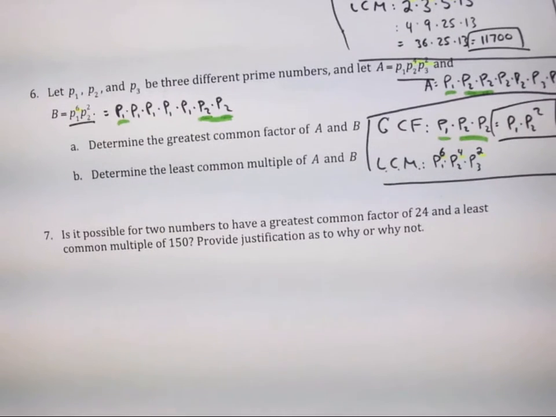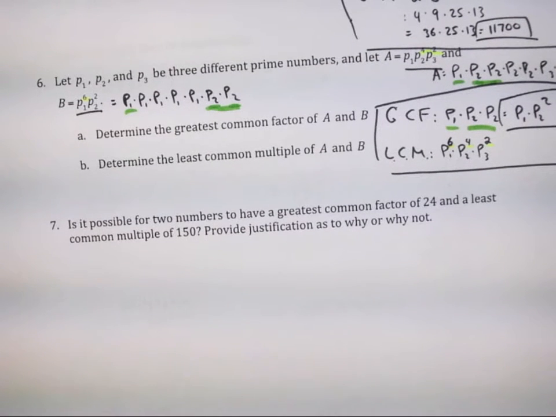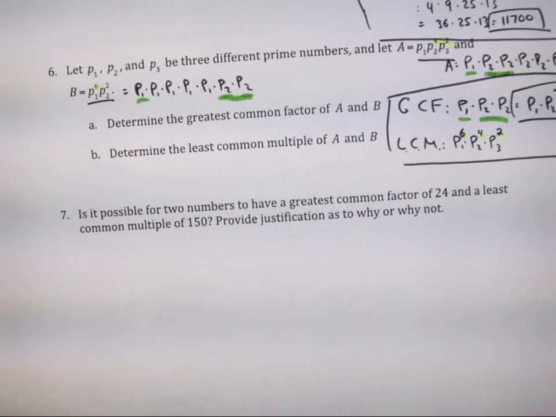All right, is it possible for two numbers to have a greatest common factor of 24 and a least common multiple of 150? And we'll have to give some justification for why or why not.